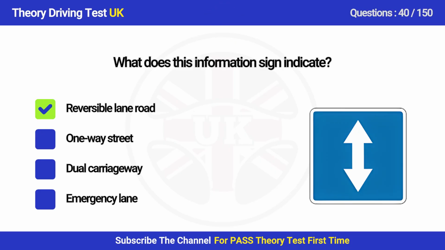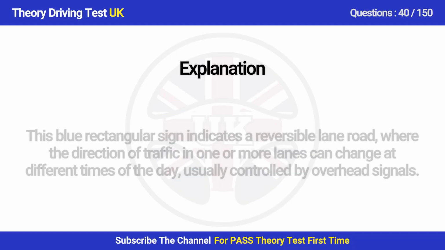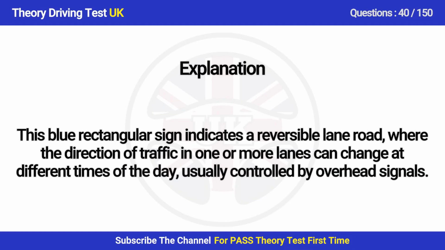Answer is A. Reversible lane road. This blue rectangular sign indicates a reversible lane road, where the direction of traffic in one or more lanes can change at different times of the day, usually controlled by overhead signals.